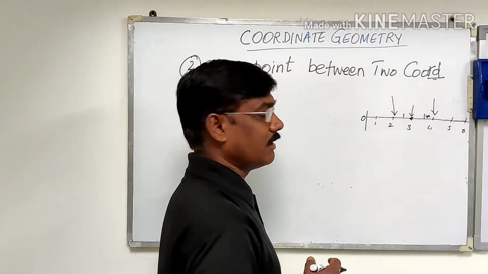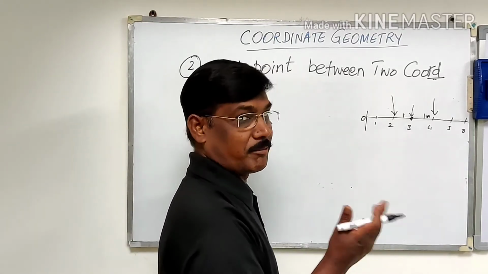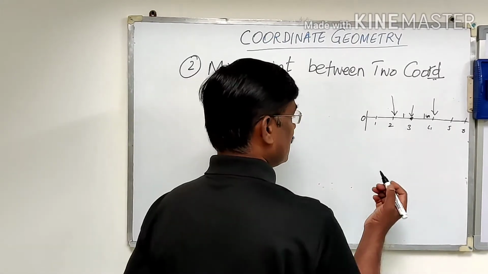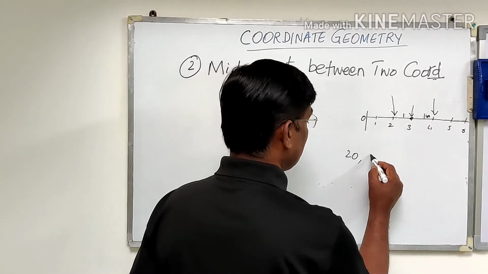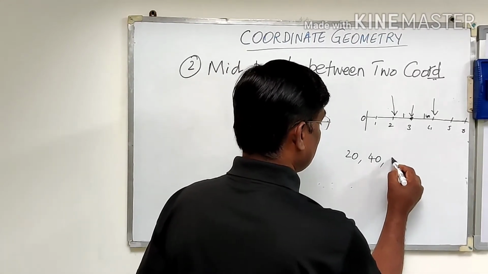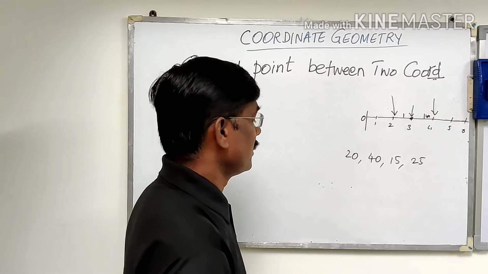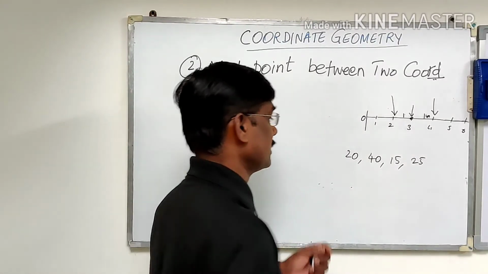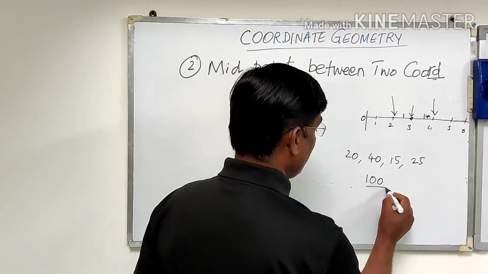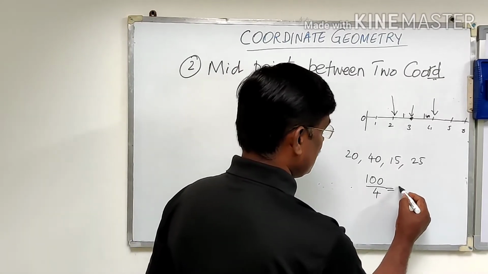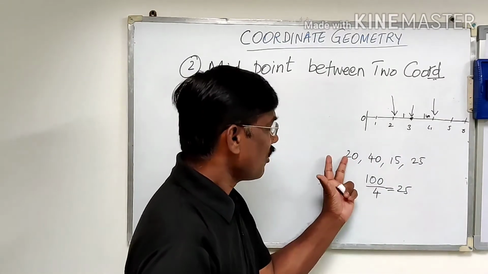The other way you can find the midpoint between two numbers is to take the average. You have seen averages. Let us say some numbers: 20, 40, 15, and 25. Let us take these 4 numbers. What is the average of these 4 numbers? 20 plus 40 is 60, plus 15 is 75, plus 25 is 100. So 100 divided by 4 is equal to 25. So 25 is the mid value of this range.